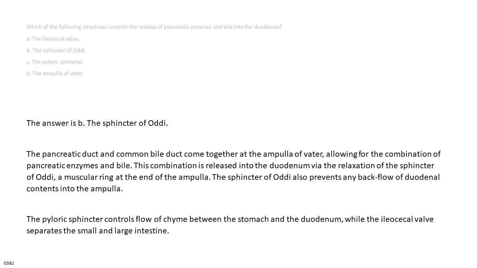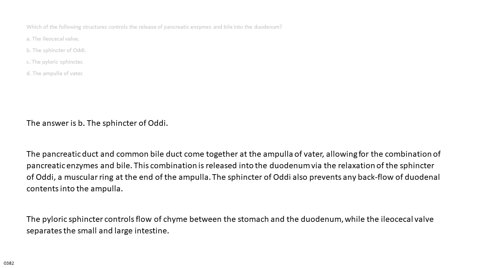The pancreatic duct and common bile duct come together at the ampulla of Vater, allowing for the combination of pancreatic enzymes and bile. This combination is released into the duodenum via the relaxation of the sphincter of Oddi, a muscular ring at the end of the ampulla. The sphincter of Oddi also prevents any backflow of duodenal contents into the ampulla.